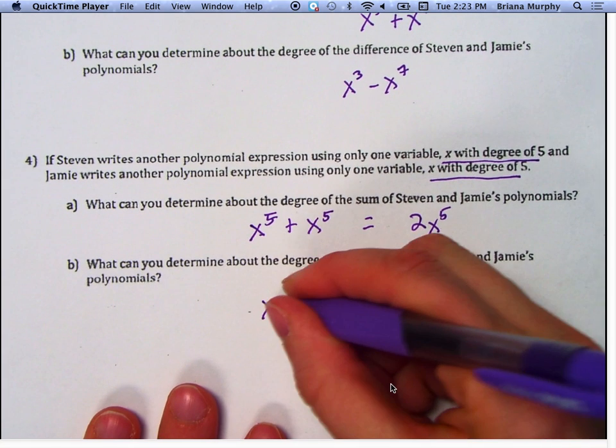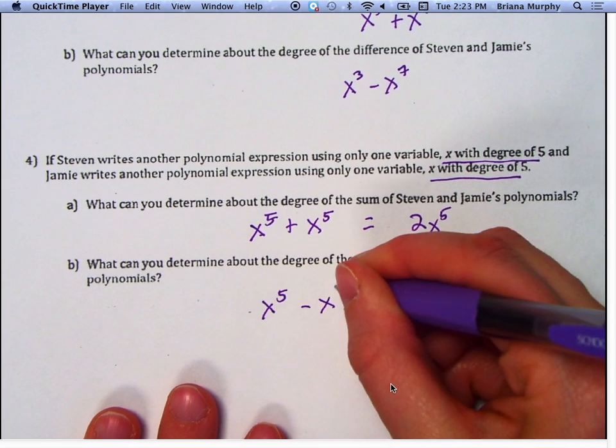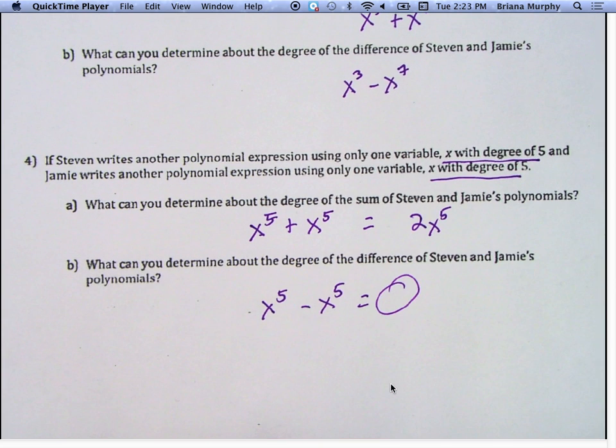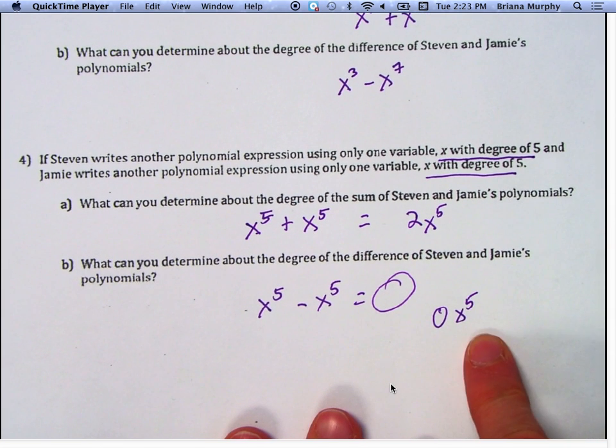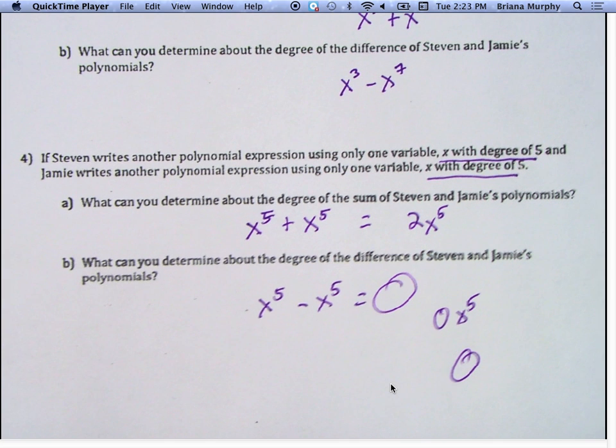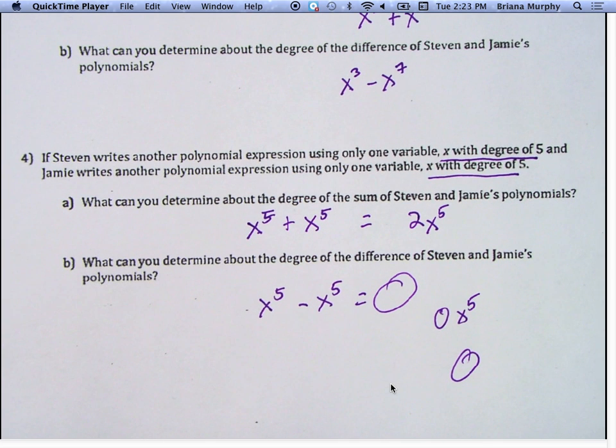What's x to the 5th minus x to the 5th? If I have an apple and I take the apple away, how many apples do I have? 0. I could put 0x to the 5th, but if I times anything by 0, it becomes what? 0. So I can just go right to 0, right? Right. Okay, turn it over.